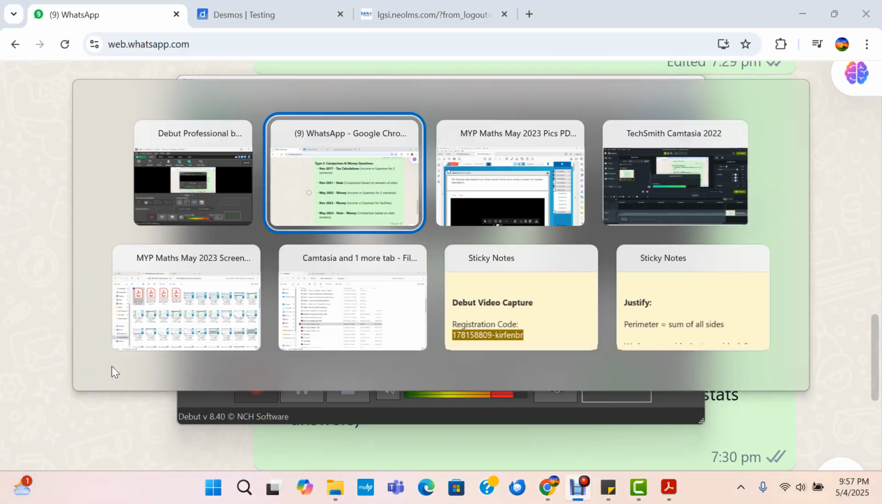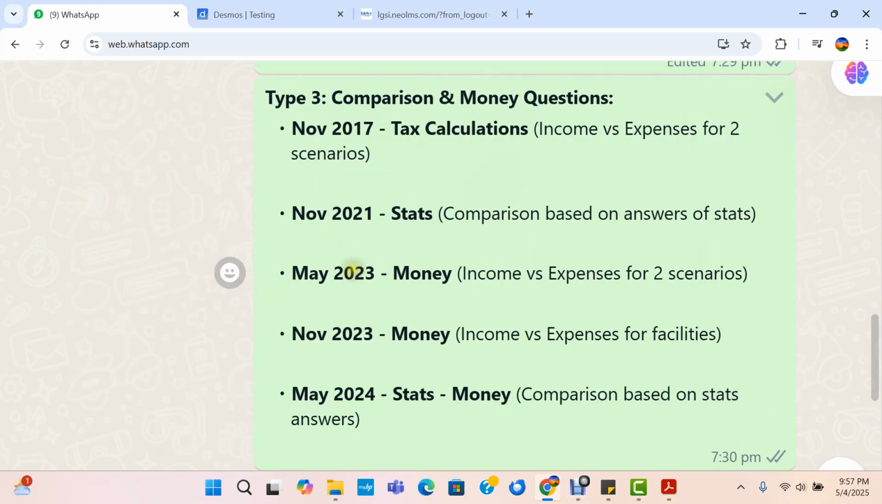All right, so on to May 23, which is a question based on quadratics and some modeling, but it's mainly about money, income versus expenses for two scenarios. So we need all of the income calculations or the money coming in or the profit calculations and all of the costs and expenses, and we need to compare them for two scenarios, which are investing in technology and not investing in technology.